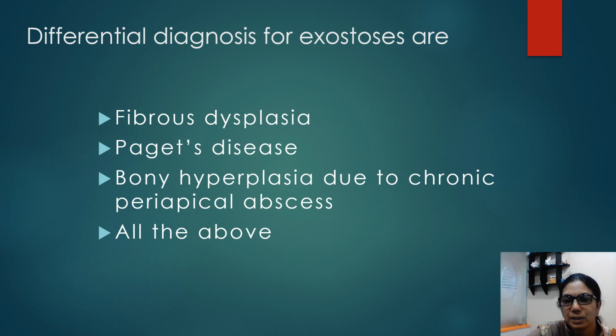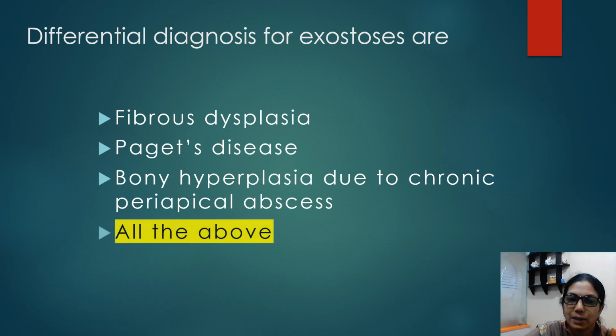Anything that causes bony swelling will be covered under the differential diagnosis of exostosis, because they resemble the exostosis in the initial stages, at least when they are very mild, when there is starting of the bony swelling. So the answer will be all the above. Like in the case of fibrous dysplasia, when it is in the initial stages, Paget's disease, and also any bony hyperplasia due to any chronic periapical abscess. That is, there will be a localized swelling which will mimic the exostosis. So all of these come under the differential diagnosis for the exostosis.